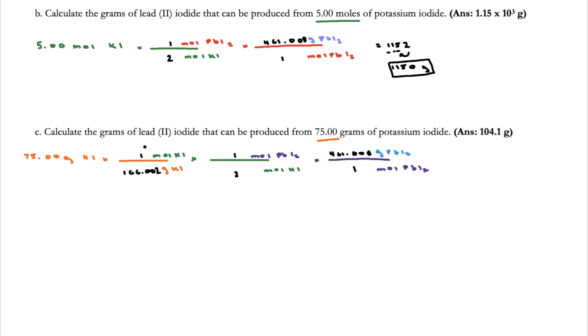So I'm going to take 75 and I'm going to divide it by the molar mass, divide by 2, and then I'm going to multiply by the molar mass of lead iodide, which is 461.008, and I end up getting 104.142. Now I need to figure out my sig figs. Notice 75.00, I'm going to count from left to right, 1, 2, 3, 4 sig figs. So my final answer here is going to be 104.1, and my units are grams.